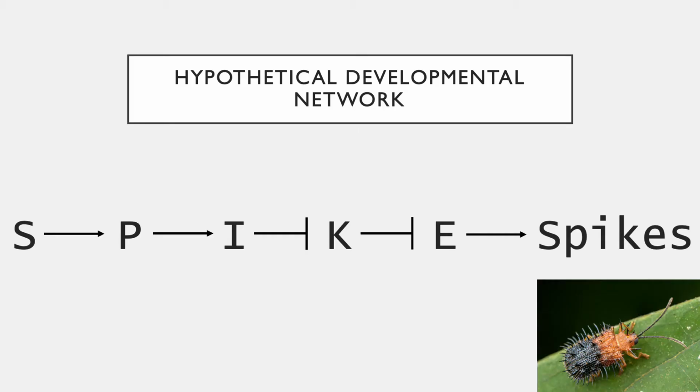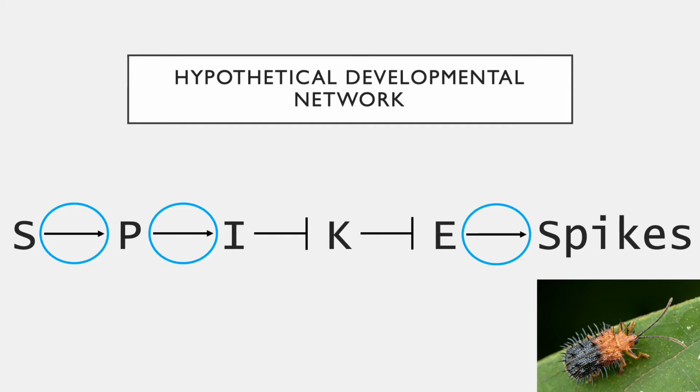This hypothetical developmental network produces spikes in certain cells of the ectoderm of a beetle. However, not all cells in the ectoderm have spikes. Some are smooth. Based off the different symbols between the individual letters that represent genes, we can determine the relationship between each gene in the developmental network.